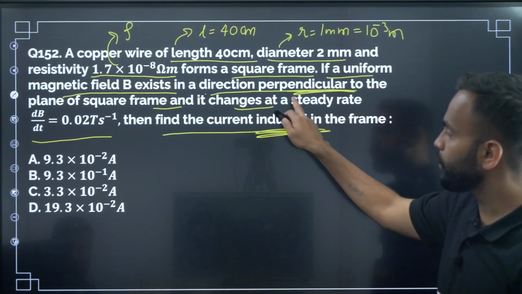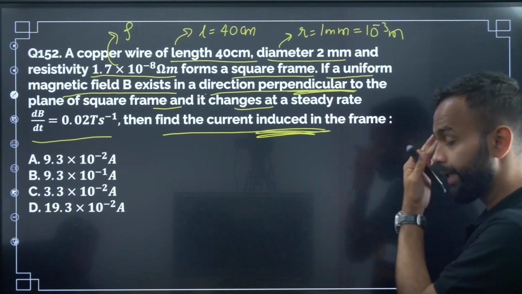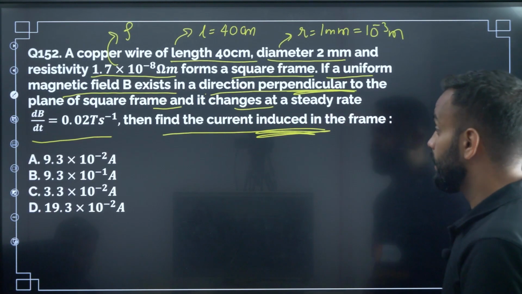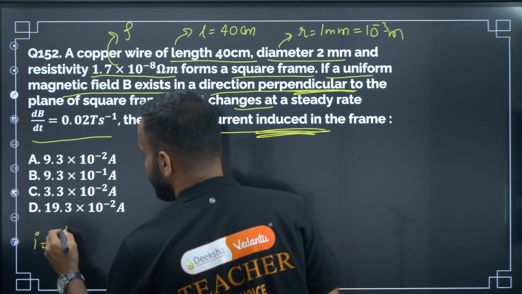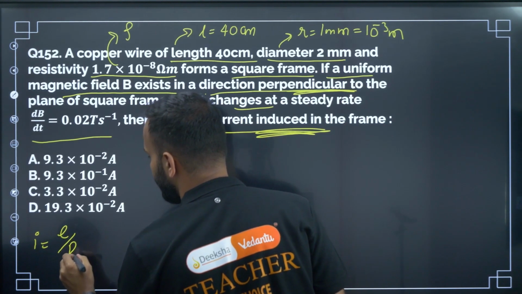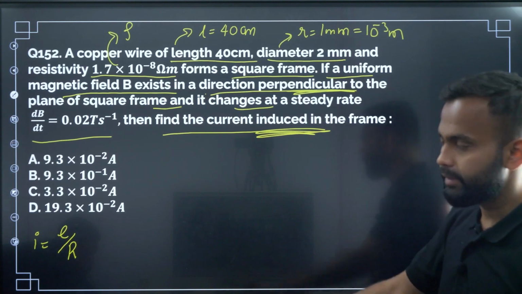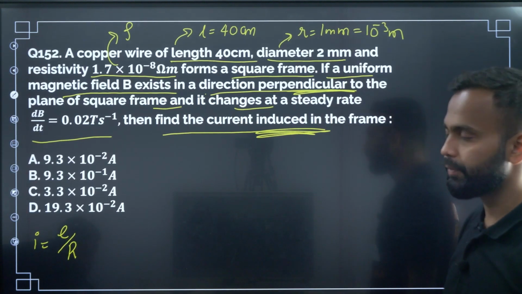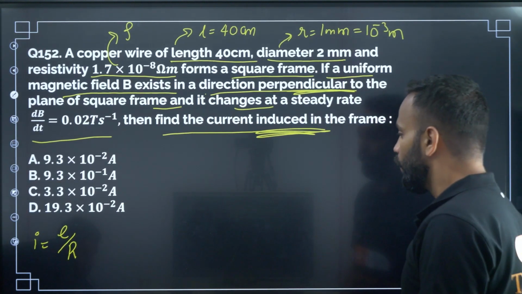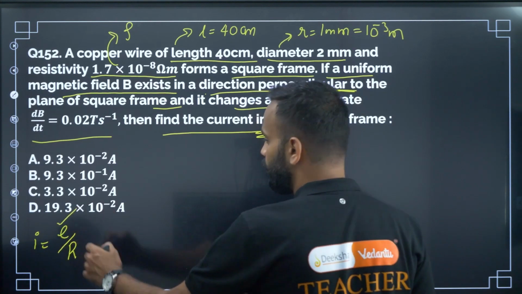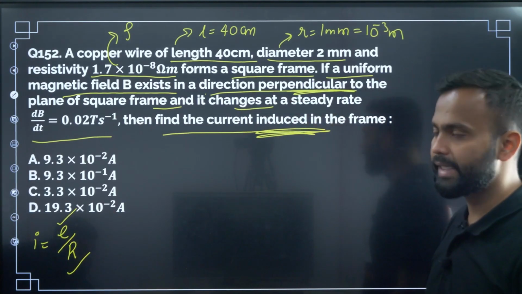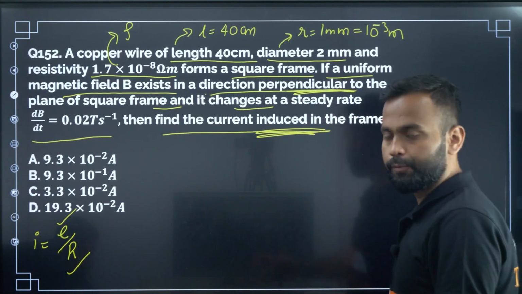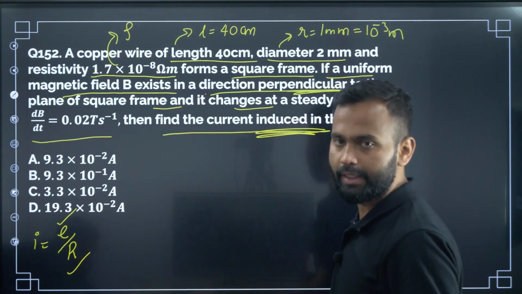We need to find the induced current in the frame. So the induced current I is equal to induced EMF divided by R, where R is the resistance of the copper wire. So we need to find the induced EMF and the resistance of the copper wire. That's it, we will get the answer. So let us find the induced EMF, then the resistance.